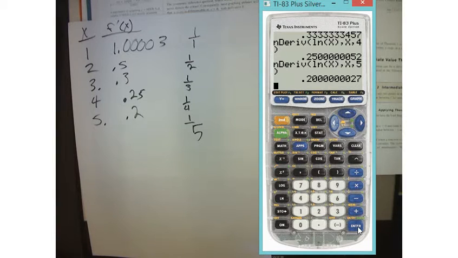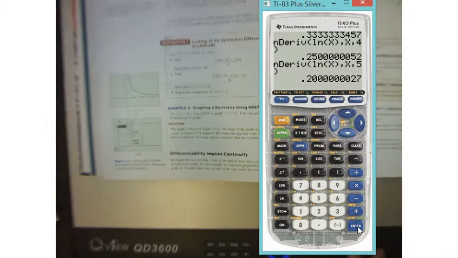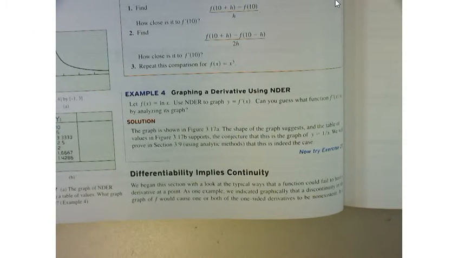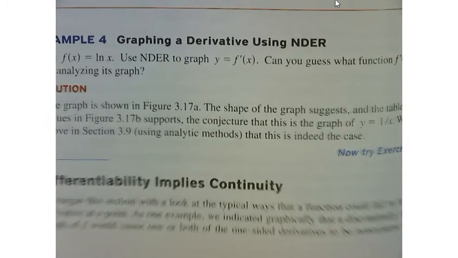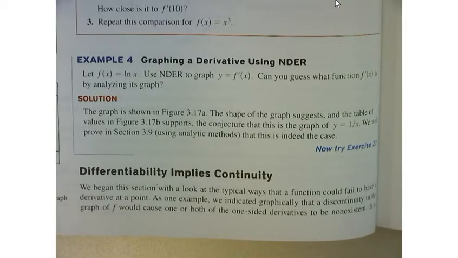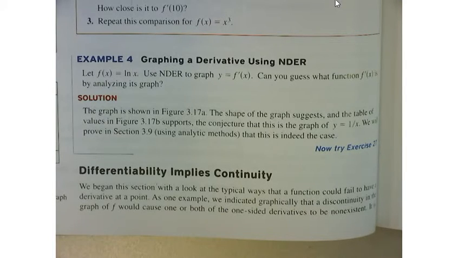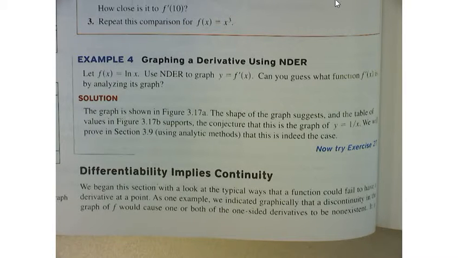Is that the line we're looking for? So now, that's what we had to do. Now let's see what the textbook says. My textbook says, can you guess the function f prime? And it says here, if you graph those points, it looks like 1 over x. You guys figured it out before we even graphed it. But we could graph it, and then you would see that the derivative of this is 1 over x.